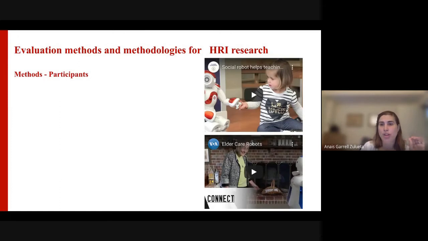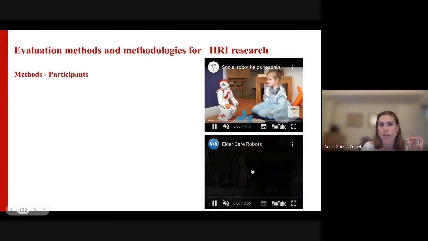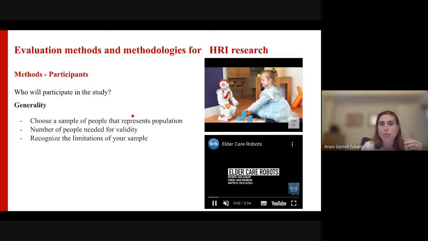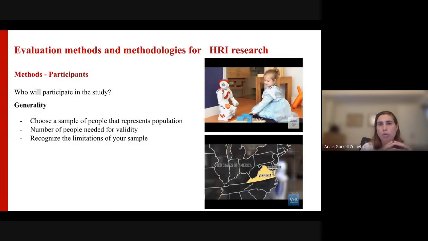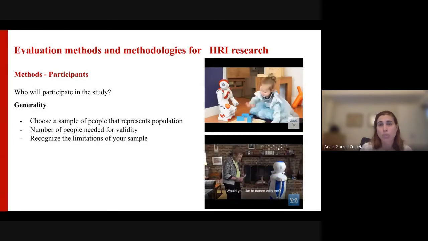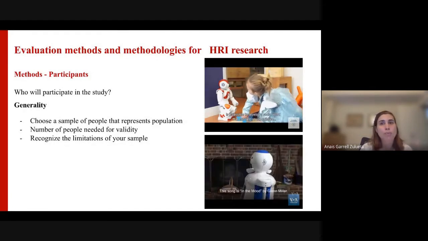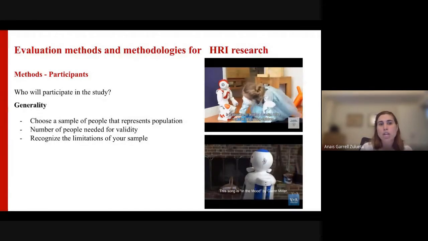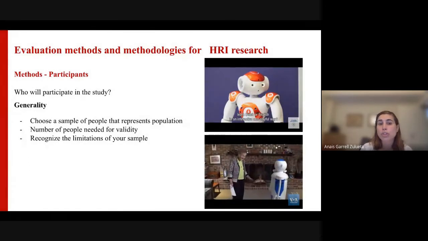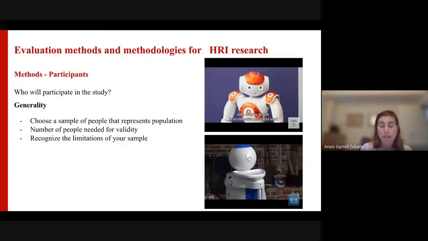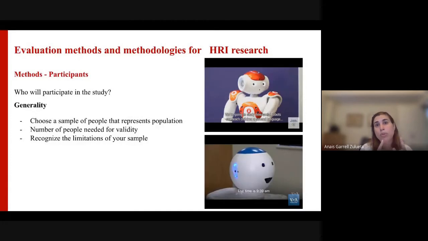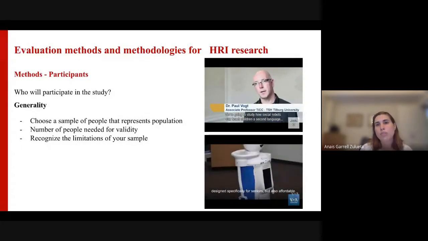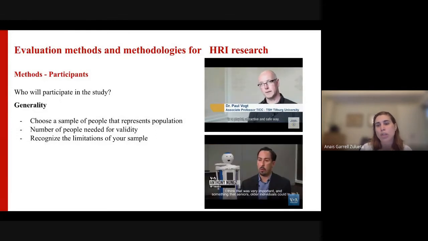Regarding participants, this is crucial in your experimentation and remote interaction. Why? Because you have to define who will participate in your study. If you are working with children, you have to make your experimentation, of course, with children, to demonstrate your hypothesis. If you're working with elderly people, your population has to be elderly people. Okay? So choose a sample of people that represents the population, with the number of people needed to validate. I tell my students that at least we need 20 or 30 people in our first trial of experimentation, okay? Not less, because if not, we cannot extract conclusions. Okay? And of course, recognize the limitations of your samples.